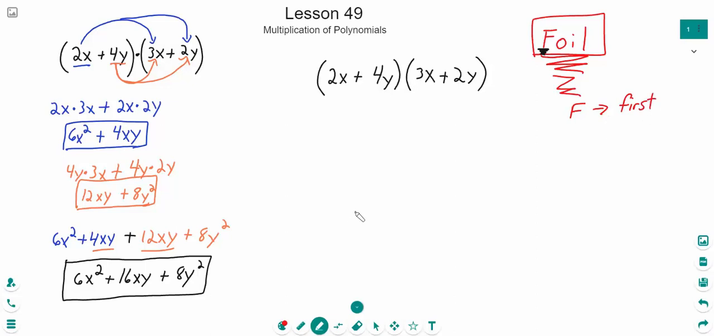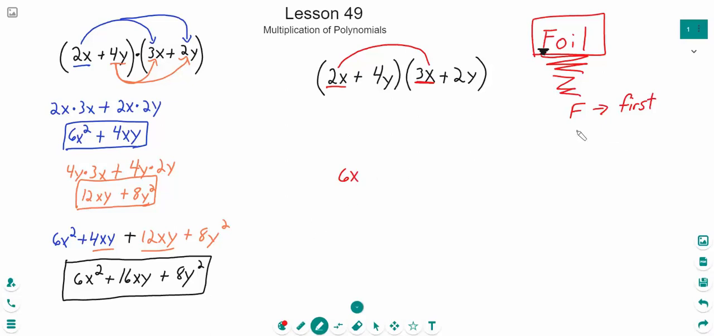Okay? So what that means is we're going to take the first term of our binomials and we're going to multiply them. Okay? So this term is our first term. It's the first term in the set of parentheses. In our second set of parentheses, this is our first term. Okay? So we are going to take this term and we are going to multiply it by this term. Okay? So that's going to give us 2x times 3x, which is 6x.